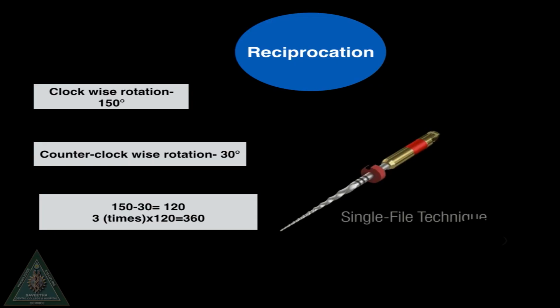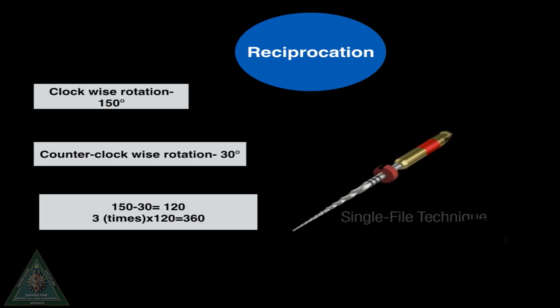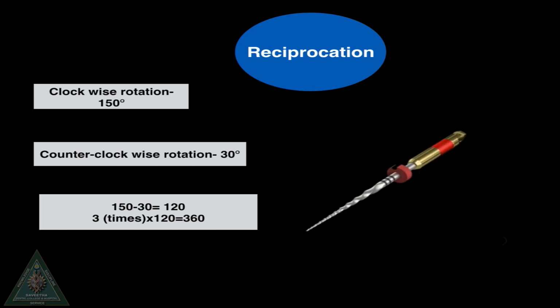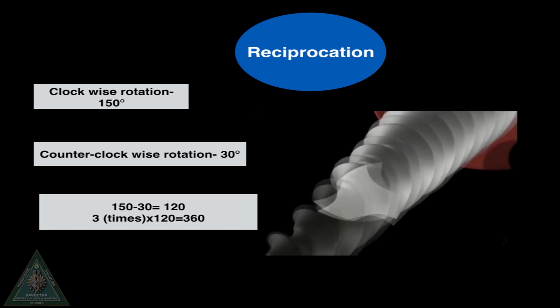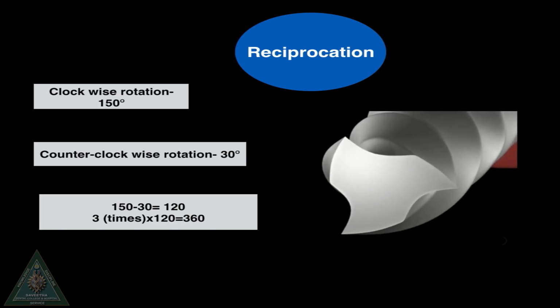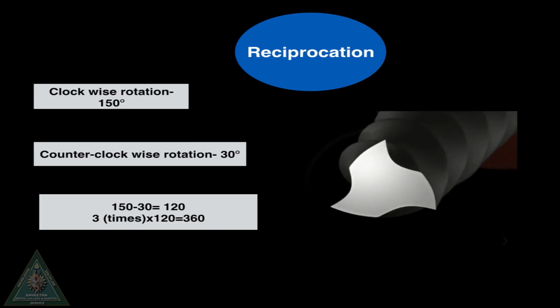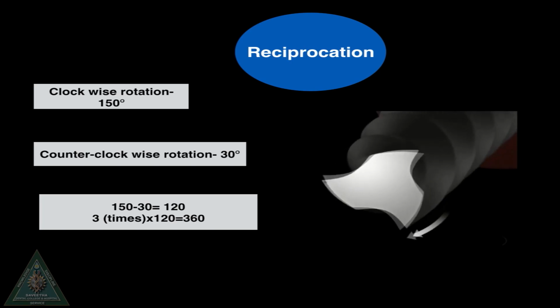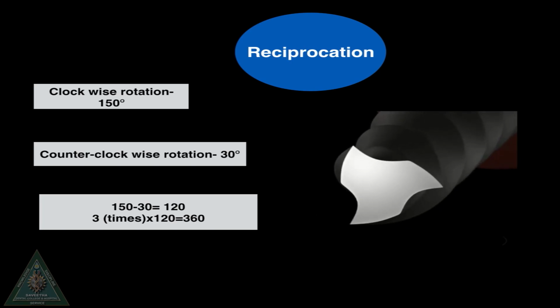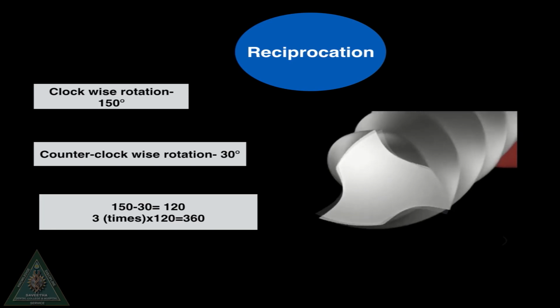Reciprocation. The rotation and the reciprocation techniques are used with endomotors. The reciprocation technique involves clockwise and counterclockwise rotations. This technique is similar to that of balanced force technique. It is better than continuous rotation because it mimics manual movements. The advantages of this technique are reduced binding in the canal, reduced number of cycles, less flexural stress, decreased risk of instrument fracture.